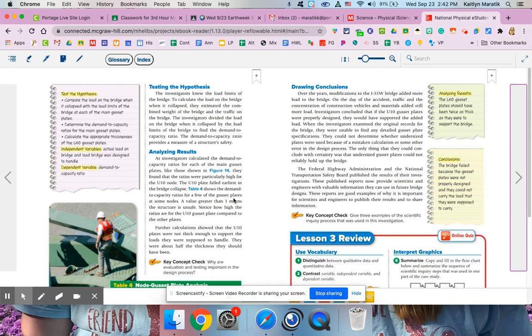But remember, you can only change one thing at a time. That's kind of their independent variable. Was it the load on the bridge? And they're like, nope, it's not.